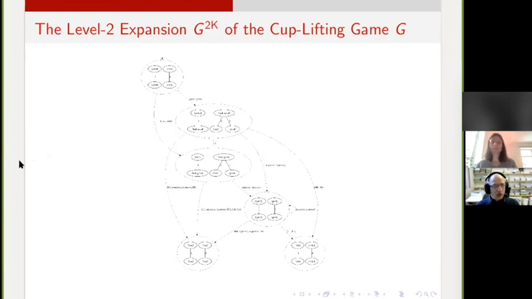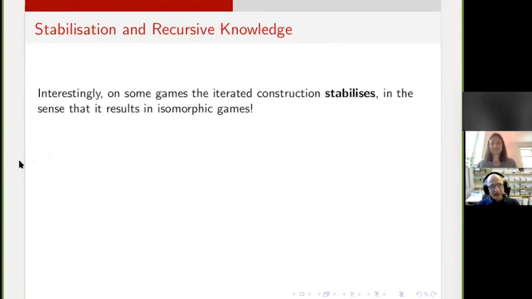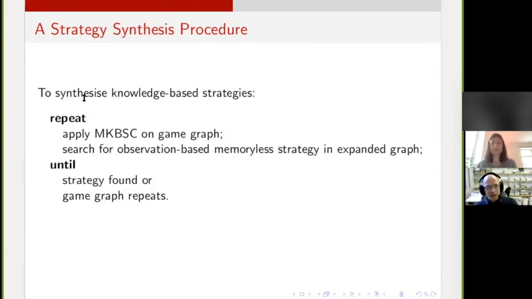That's right. So our time is running out. I just want to say one more very important thing. Edvin made a very important and extremely interesting observation that when you iterate this construction on some games, the construction stabilizes in the sense that from a certain level on, applying the construction only returns isomorphic graphs. Isomorphic also with respect to the unobservability equivalences, the indistinguishability equivalences. This is extremely interesting. This sort of indicates that there's some sort of saturation in the knowledge that is accumulated in the locations.